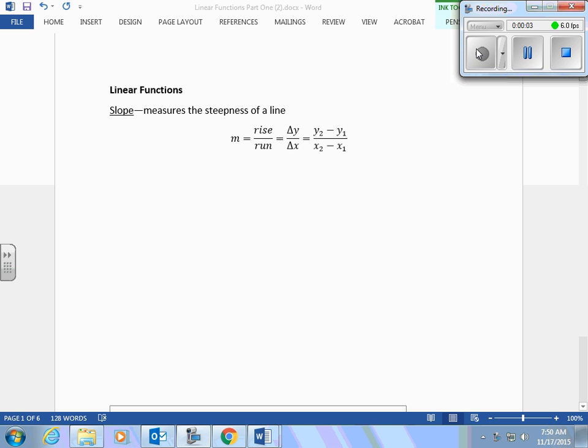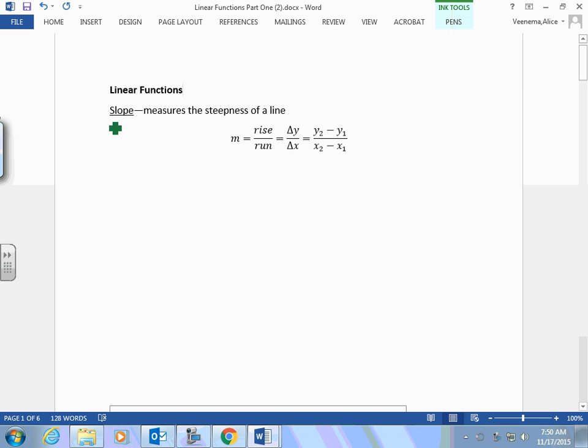In this lesson, we're going to work with linear functions and look at some of the characteristics of them. And for many of you, this will be a review from grade 9 and 10 math that you've done. So when we look at linear functions, the first thing that we look at is their slope. And slope is a way of measuring how steep a line is.